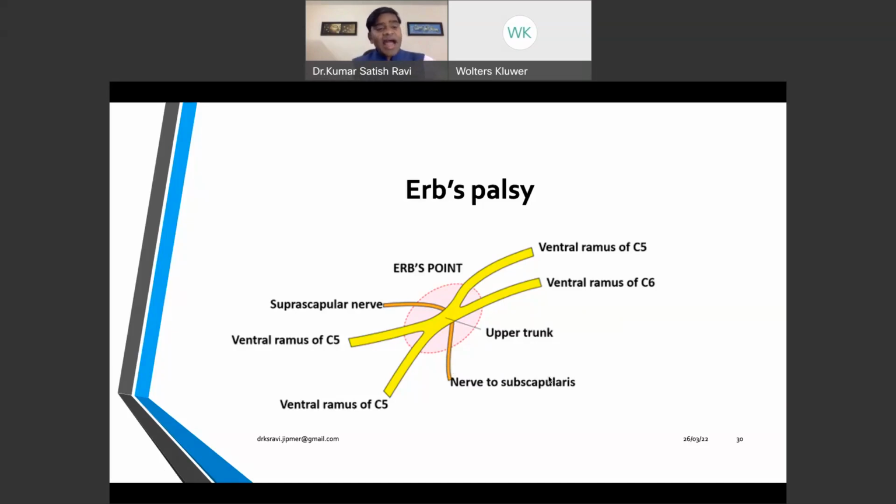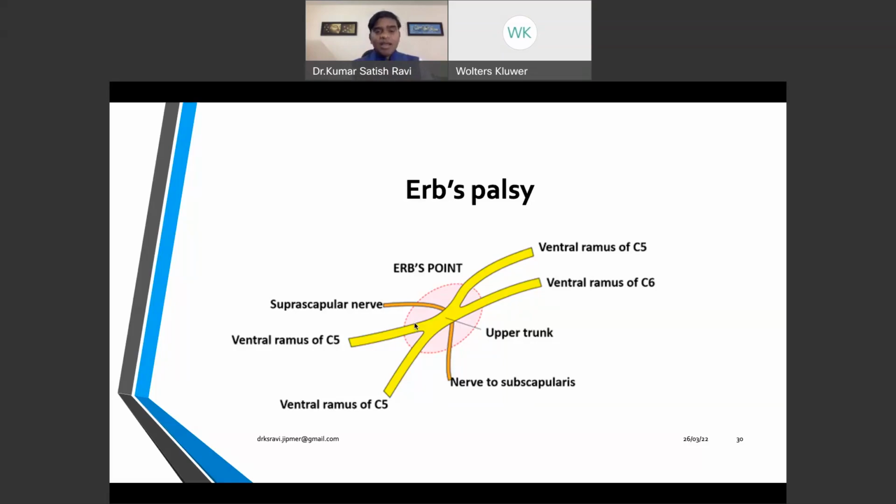So these are the 4 nerves, and then we have the anterior division and the posterior division of the upper trunk. These are the 6 nerves which meet, and the meeting point of these 6 nerves is called the Erb's point. If there is an injury to this Erb's point, the clinical condition we call Erb's palsy. I once again enumerate these 6 nerves: the ventral ramus of C5, the ventral ramus of C6, then the suprascapular nerve, the 4th one is the nerve to subclavius, the 5th one is the anterior division of the upper trunk, and the 6th one is the posterior division of the upper trunk.